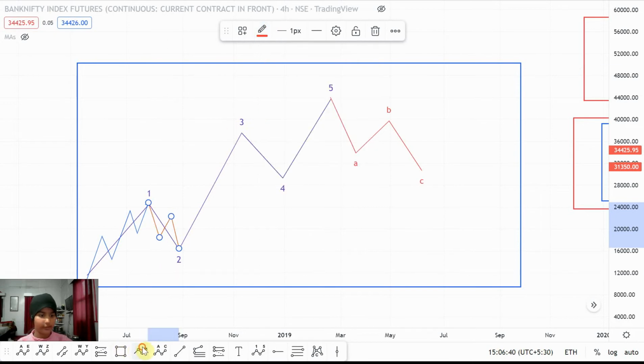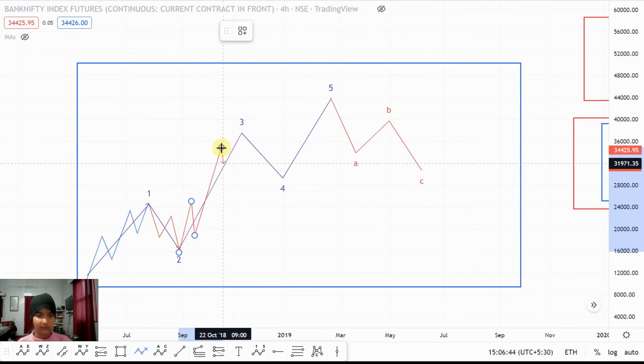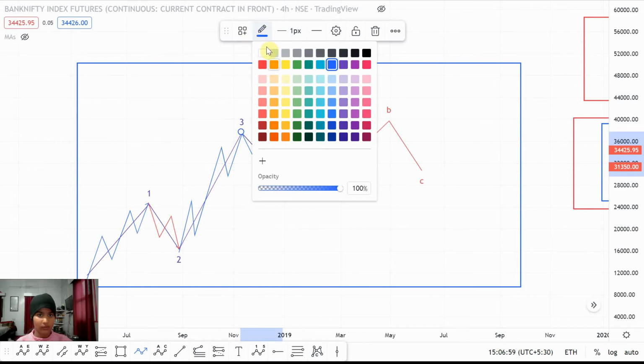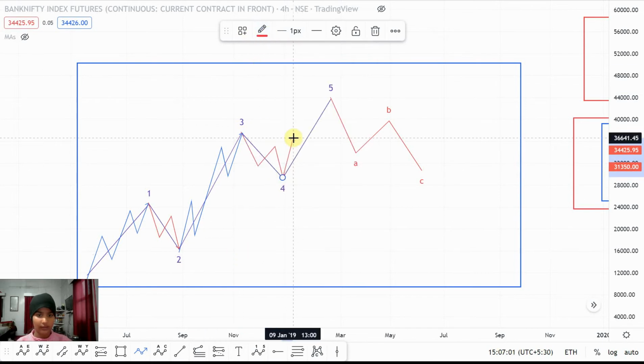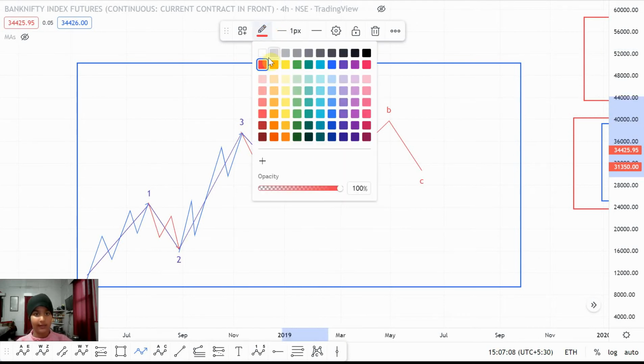Red, blue, this as red, and this as blue.